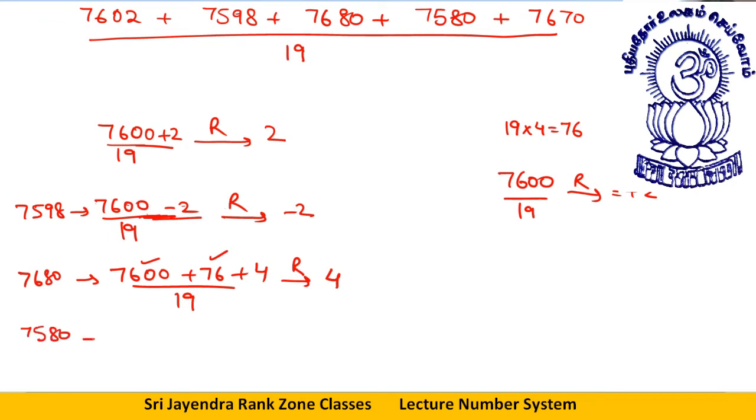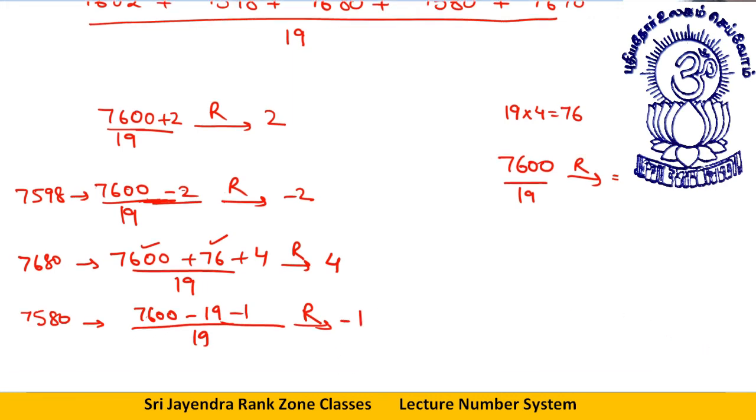7580 I can write as 7600 minus 20. Minus 20 means minus 19 minus 1. This is divisible by 19, this is also divisible by 19. So this way, what will be the remainder? Here the remainder will be minus 1.